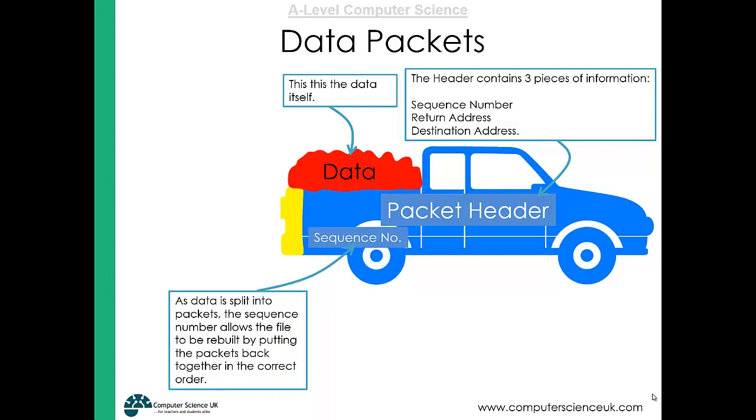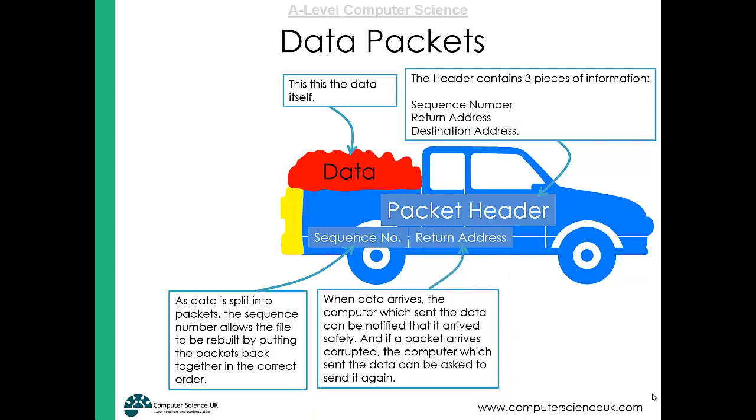So it's got a sequence number. Remember, data is split up into different packets, so the sequence number allows the file to be rebuilt when all those packets are collected by the destination computer.